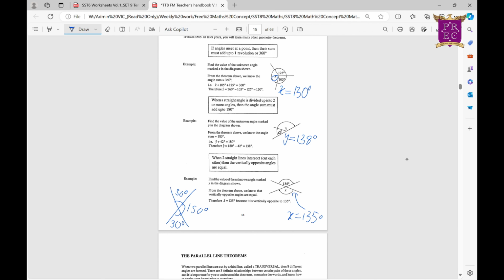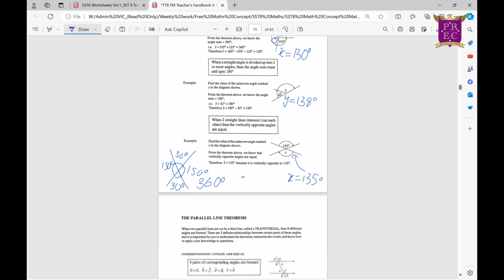And if this is 150, what would this side be? 150 as well. And if you guys add up all these angles together, what number do you think you'll get? Okay, let's do it. 150 plus 150 gives us 300, 30 plus 30 gives us 60, 300 plus 60 gives us 360. What is 360? The total sum of a revolution, so that's why this is a circle.